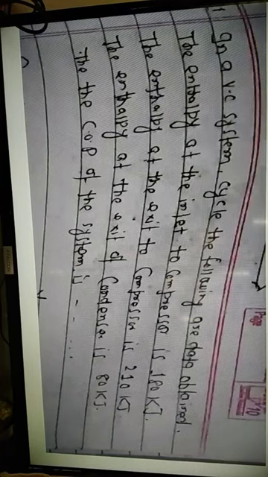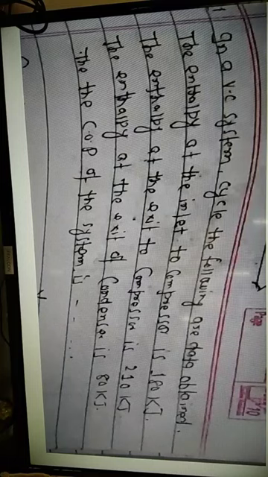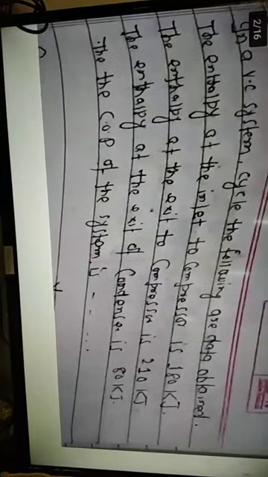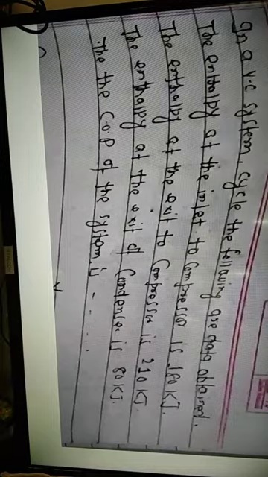In a VC system cycle, the following data are obtained. The enthalpy at inlet to compressor is 180 kJ. The enthalpy at exit of compressor is 210 kJ. The enthalpy at exit of condenser is 80 kJ. Then you have to find the COP of the system.